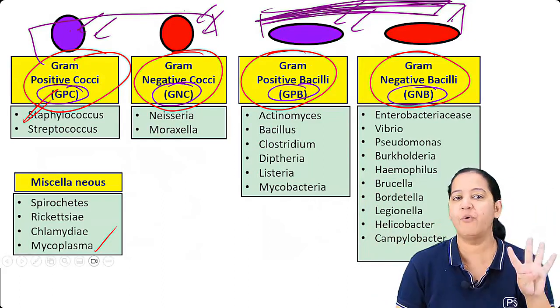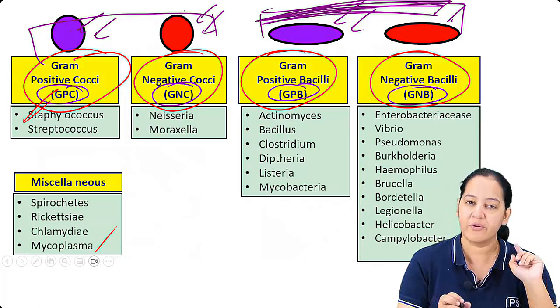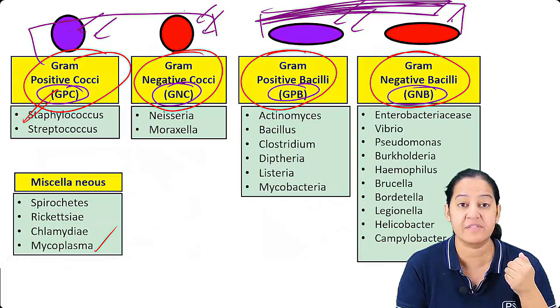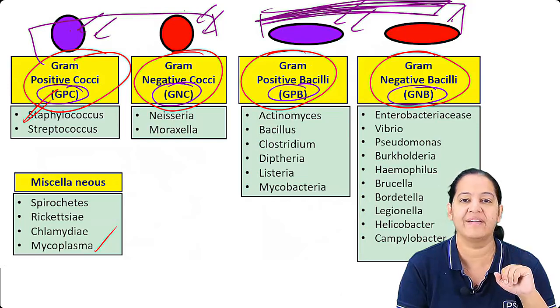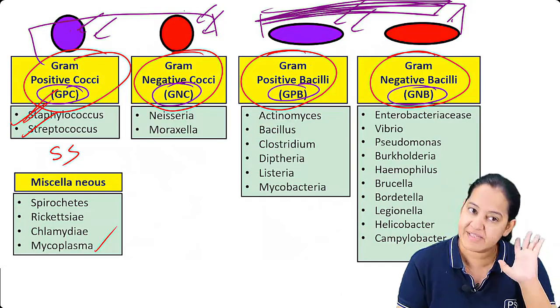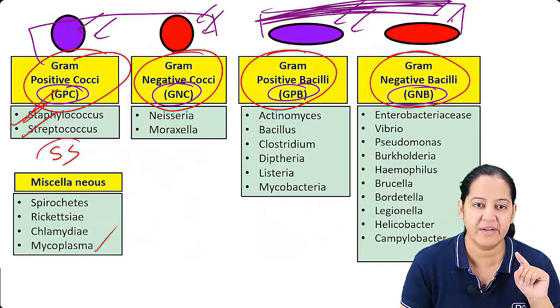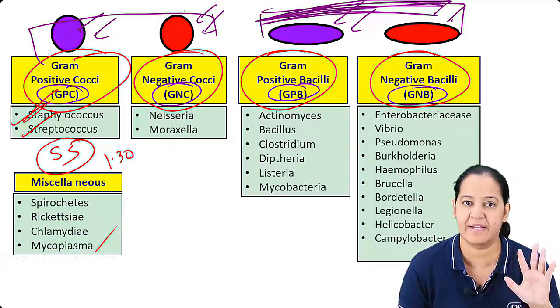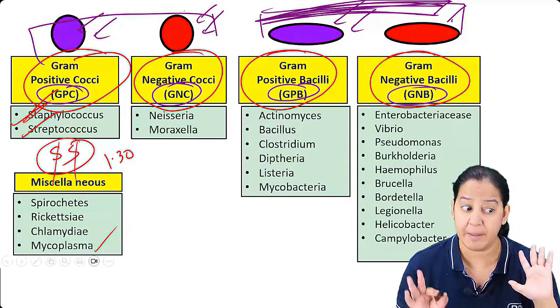Okay? So the 4 categories are in front of you. In gram-positive cocci, we have only 2 bacteria. Can you tell me the names? Yesterday we have studied. Tell me the names of the 2 bacteria. Quickly: Staphylococcus, Streptococcus, SS. So we will start with SS. It will take 1 hour 30 minutes to complete SS. These 2 are big bacteria, 40 minutes each.